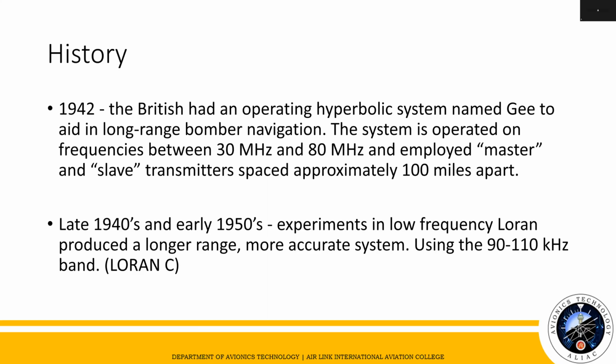So here is the history of LORAN. In 1942, the British had an operating hyperbolic system named G to aid in long-range bomber navigation. The system operated on frequencies between 30 megahertz and 80 megahertz and employed master and slave transmitters spaced approximately 100 miles apart. In the late 1940s and early 1950s, experiments in low frequency LORAN produced a longer range, more accurate system using the 90 to 110 kilohertz bands.